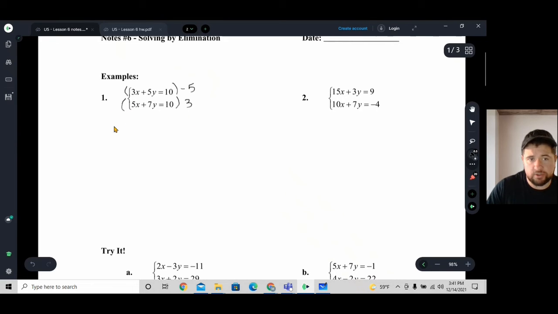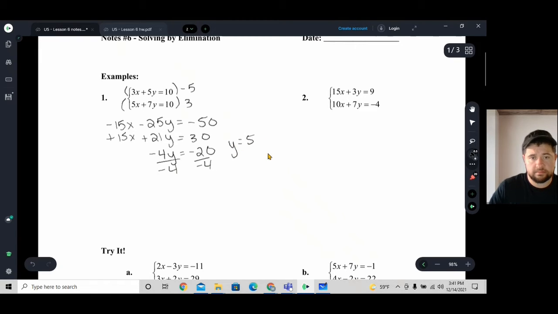So my top equation is going to be negative 15x minus 25y equals negative 50. My bottom equation is going to be positive 15x plus 21y equals 30. My x's will cancel, and I'll be left with negative 4y equals negative 20. Divide it out, and we'll get y equals 5.